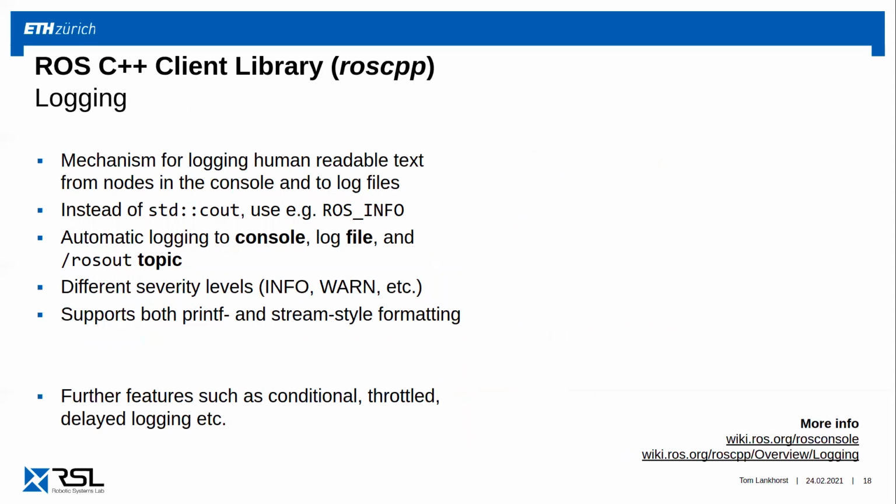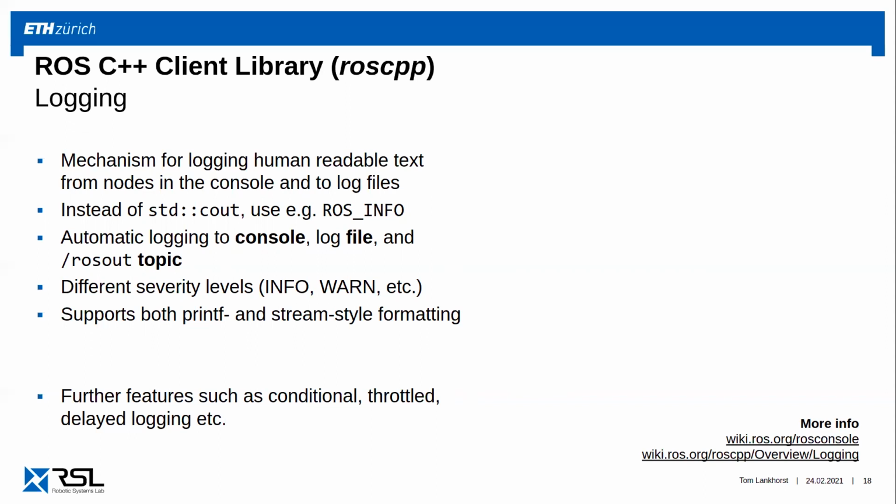An important part of the ROS CPP library is logging. Logging allows us to input and output information about the state of our system. It's a mechanism to put human-readable text from nodes to the console or to log files. And if you have written C++ before, you will probably have used the C++ standard cout. However, we will use the ROS info and ROS warning calls instead, because these are way more flexible in this case.